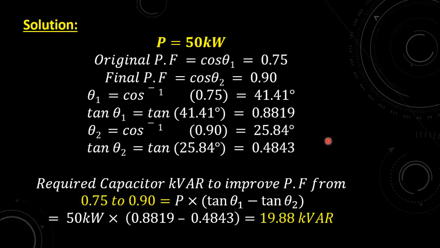Now there are two other methods to find the kVAR. One is the table method and the other is the kVAR method, but this is the most simplified and accurate method. I would like to add one more thing. This is the total kVAR in the three-phase system. If we have to find the kVAR in each phase, then we need to divide this value by 3 and the answer comes out to be 6 point something.